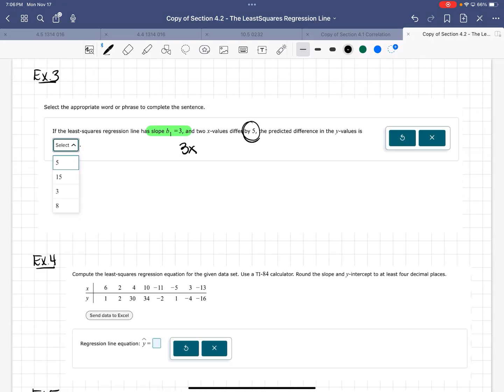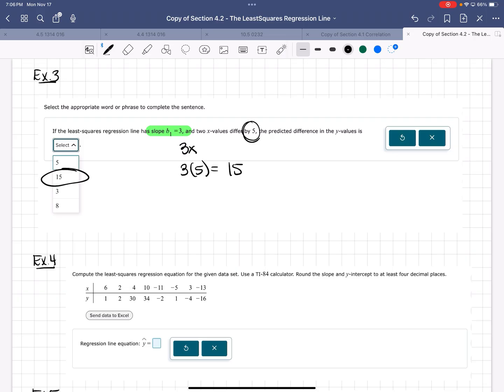You pick out that chunk that has the slope. That's 3x. 3 is your slope. How are your x values differing? By 5. Plug it in. 3 times 5, I get 15. They really shouldn't have used 15 again because that makes you guys think that you're going to get 15 every time. You're not. Okay. Find the slope, plug in the difference.